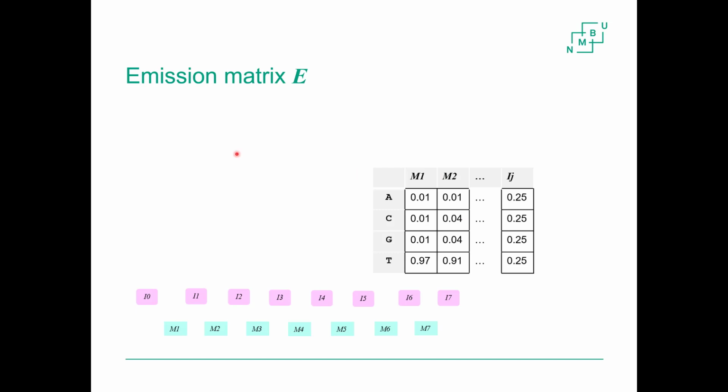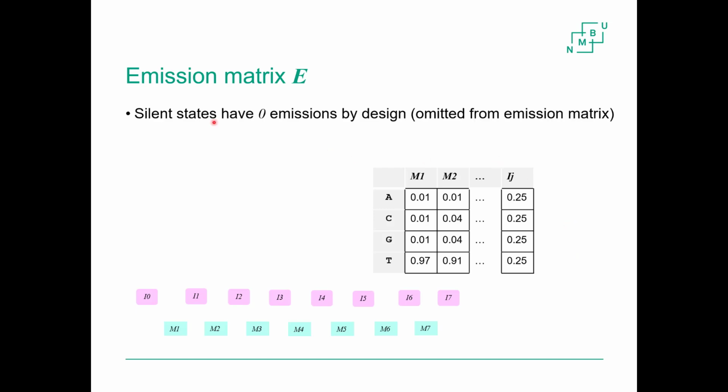So the transition probabilities for the arrows and the emission probabilities for these colored boxes. That's what we have. You could say that's the mathematical objects we have. And then all the silent states, they have no emission, right? So it's 0 by design.